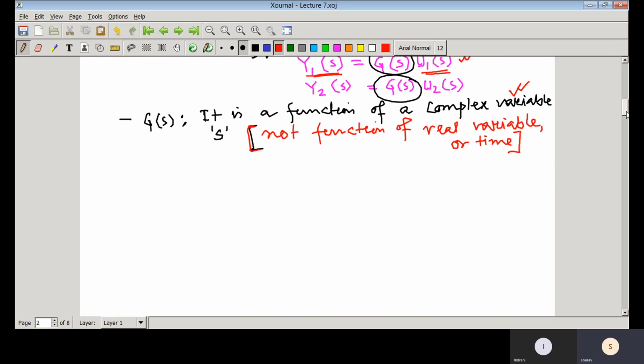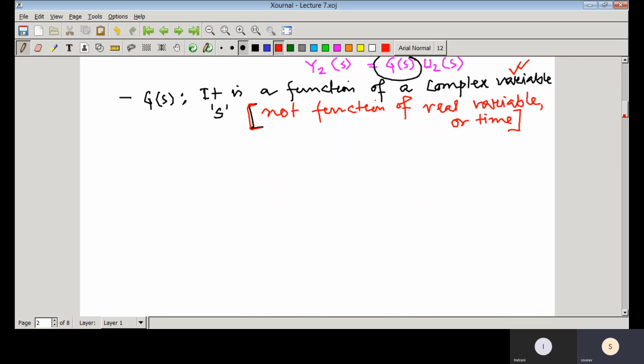So let us take one example. Whenever you have a dynamical system, we have already discussed this dynamical system in the last class. So this is twice zeta omega n. This is that standard second order system.